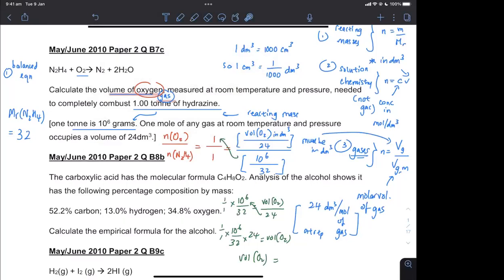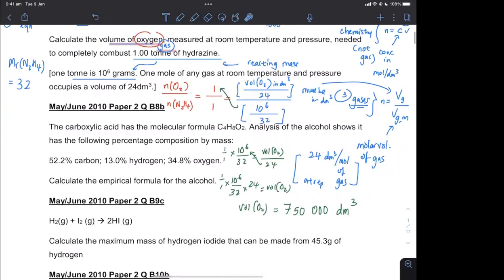So 1 times 10 to the 6 divided by 32 times 24, I get 750,000. And this one will be in dm cubed because I have said that this is in dm cubed. That's why I did division by 24. I get this answer, must have the correct unit there.